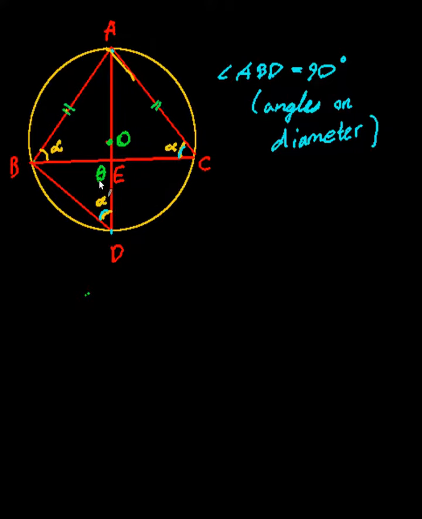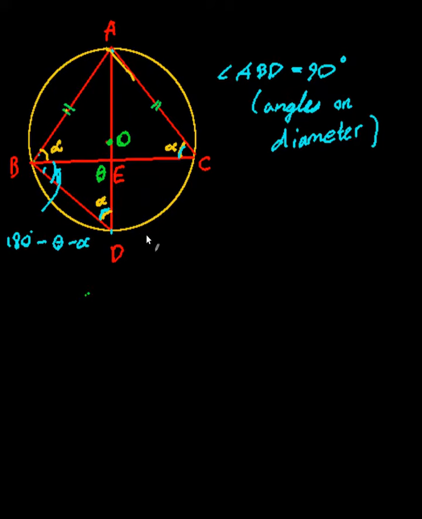So I really need something relating theta to alpha. Okay, so I know that's going to be 90 degrees. And that angle there has to be equal to 180 minus theta minus alpha, simply because this is a triangle, and the sum of the angles inside a triangle is going to be 180.